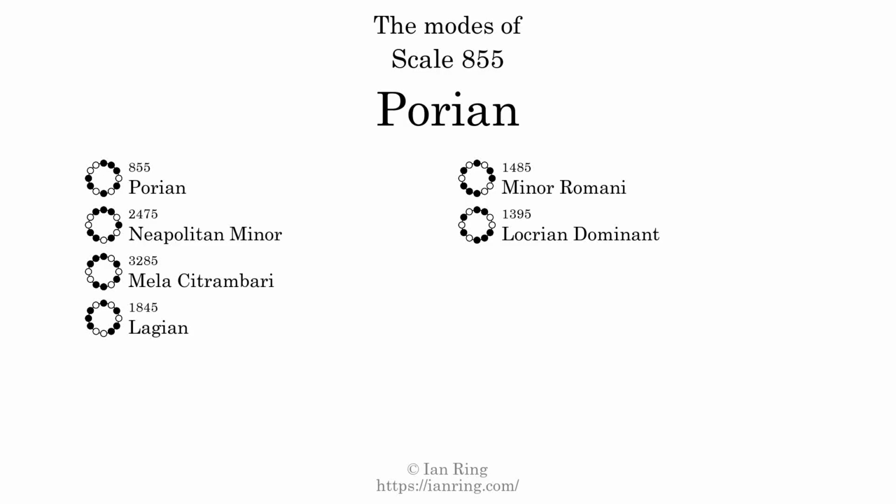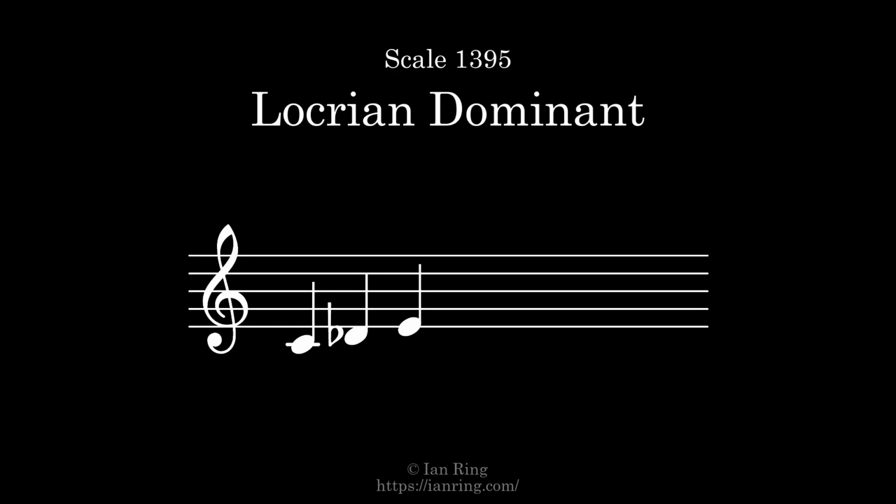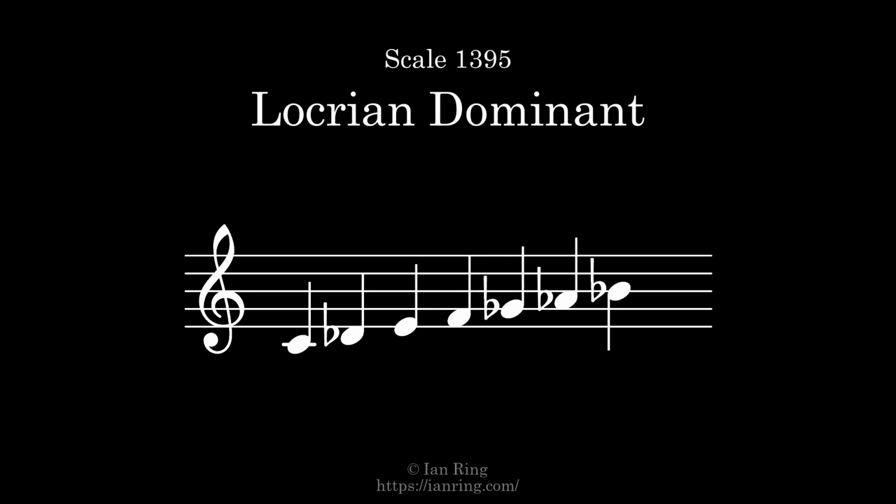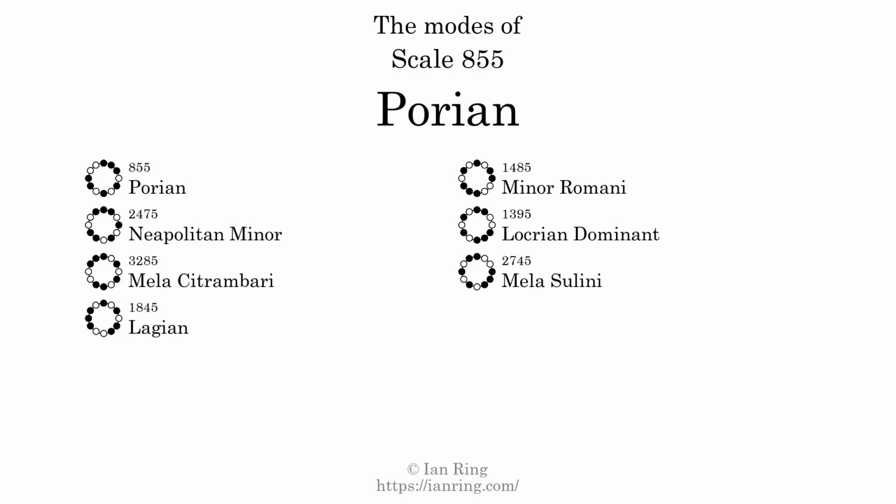The sixth mode is scale 1395, also known as Locrian dominant. It sounds like this. The seventh and last mode is scale 2745, also known as Mila Sulani. It sounds like this.